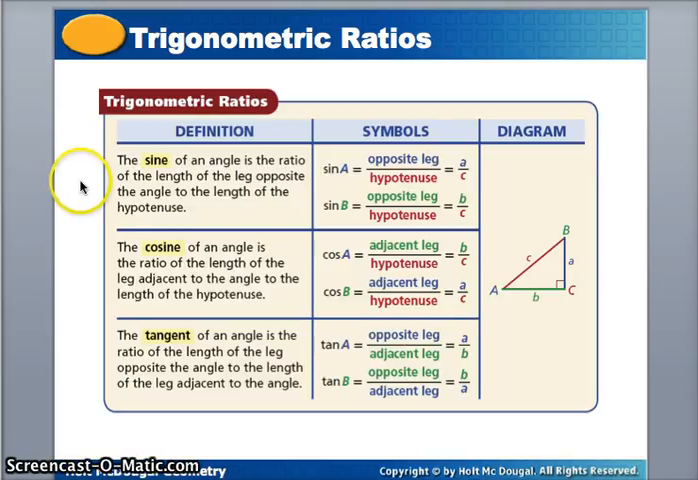Alright, so the sine of an angle is the ratio of the length of the leg opposite the angle to the length of the hypotenuse. The cosine of an angle is the ratio of the length of the leg adjacent to the angle to the length of the hypotenuse. And then the tangent of an angle is the ratio of the length of the leg opposite the angle to the length of the leg adjacent to the angle. Alright, so make sure you pause, you get the symbols and the diagram down.